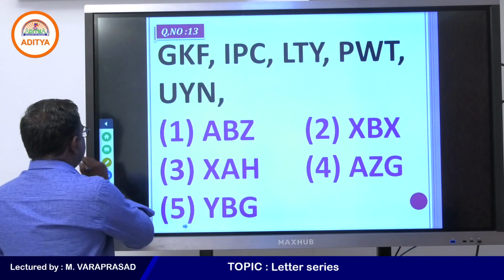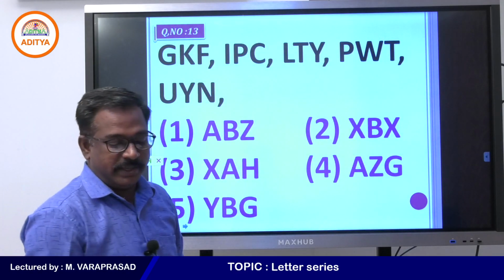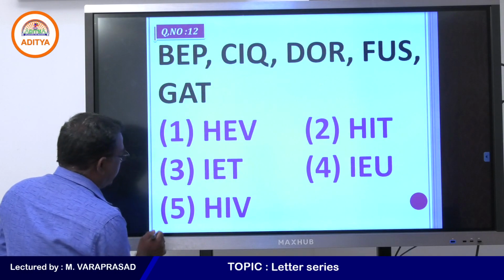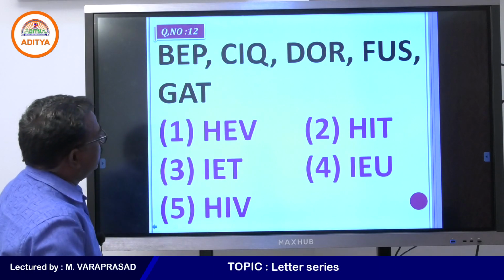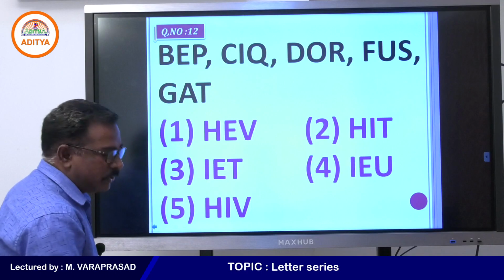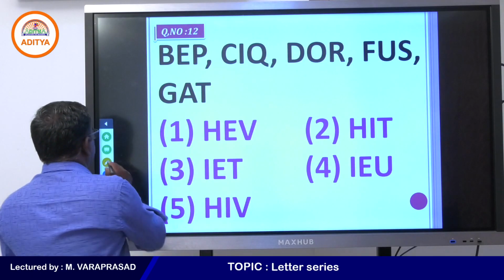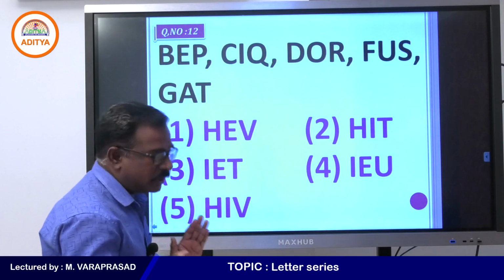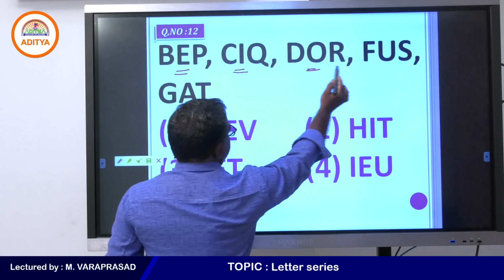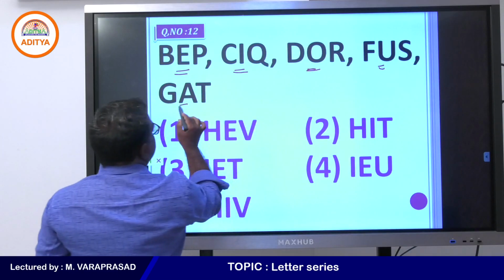Give the answer for this question. What answer will you get here? Once again I will explain the previous question. One minute. Why are you getting confused? The second places are vowels here.